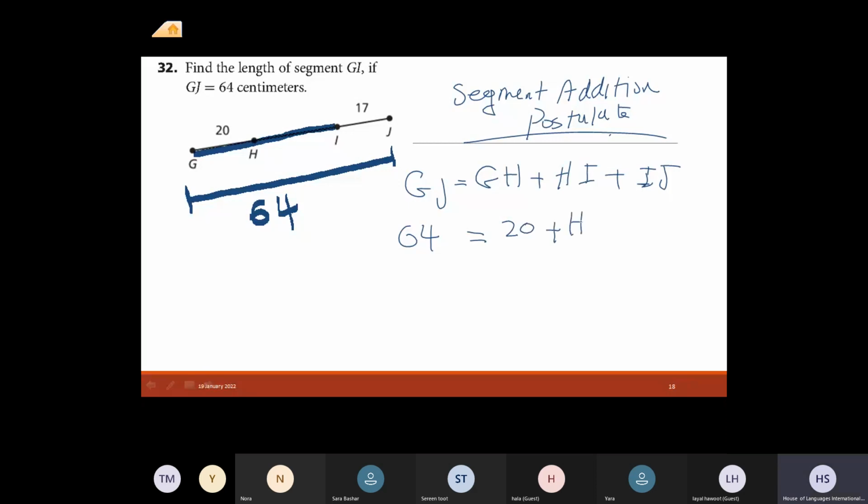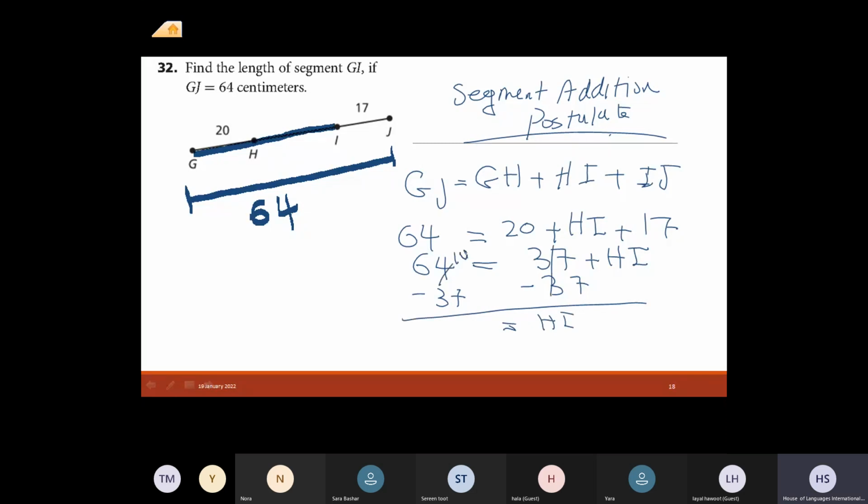As unknown. IJ? 17. So now, 20 plus 17? 37. Equals 64. How will you find HI? Subtract 37 from here. So HI is 27. If one of the choices is 27, is it correct?